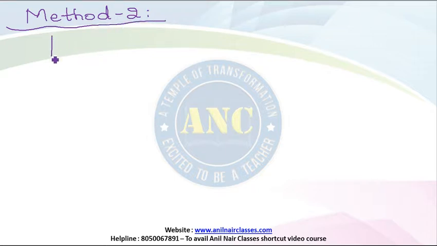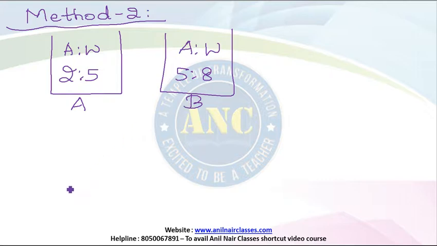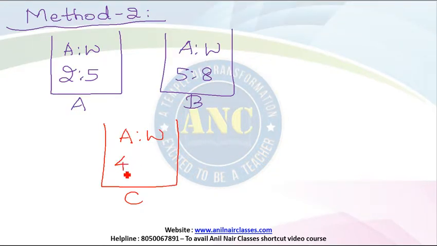Now see here, same thing I will write. In vessel A, acid and water are in the ratio of 2:5, and in vessel B, acid and water are in the ratio 5:8. I need to take some proportions of the mixtures in both these vessels and mix them to form vessel C, having acid and water in the ratio 4:9.